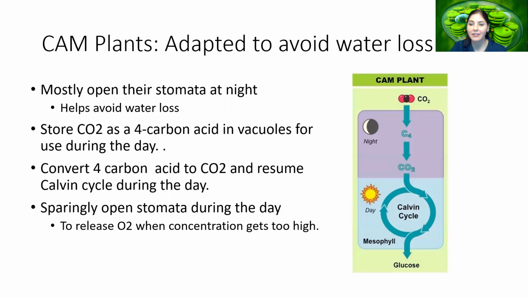In CAM plants, they've adapted to avoid water loss. And they do this by mostly opening their stomata at night when the climate is much cooler, and it helps to avoid this water loss. They too store their carbon dioxide as a 4-carbon acid in the vacuoles for use later in the day. Now they convert their 4-carbon acid to carbon dioxide, and they will resume the Calvin cycle during the day.